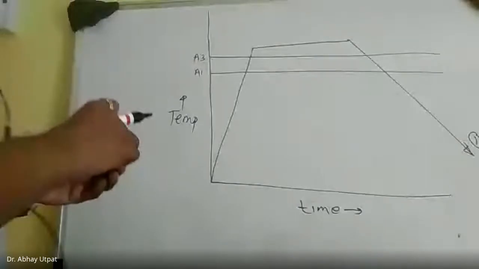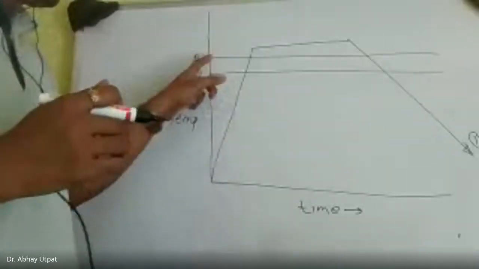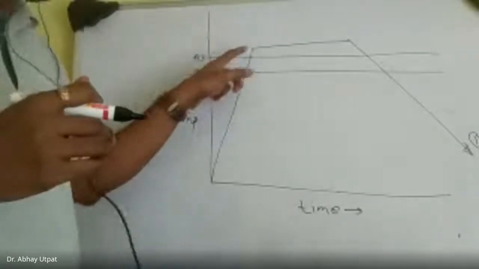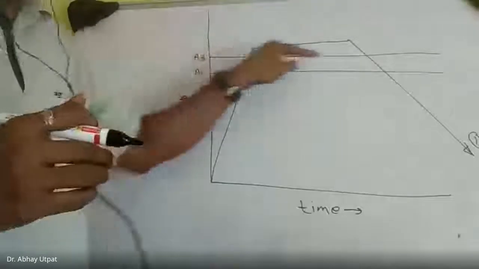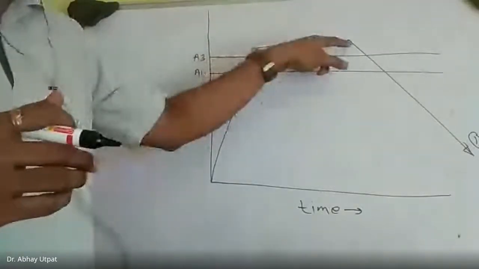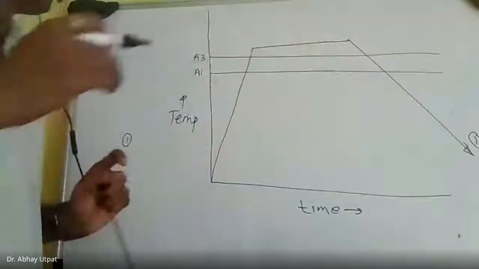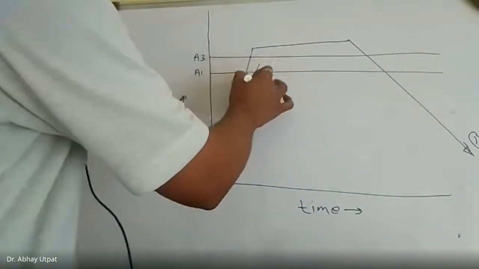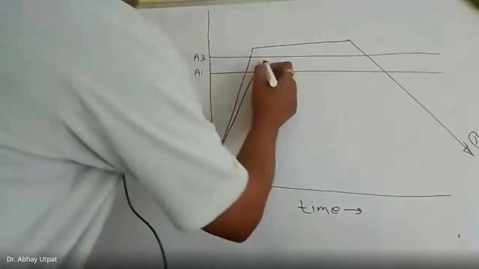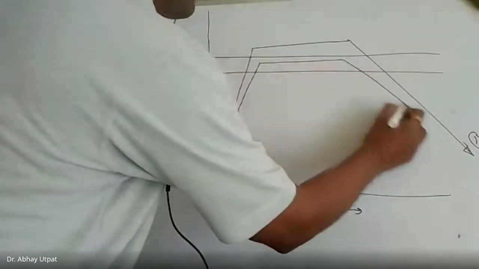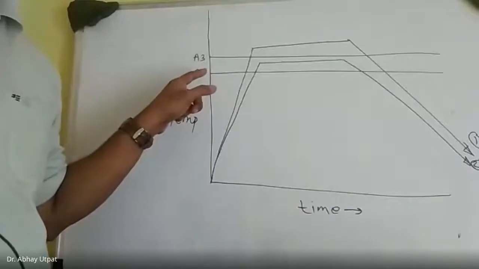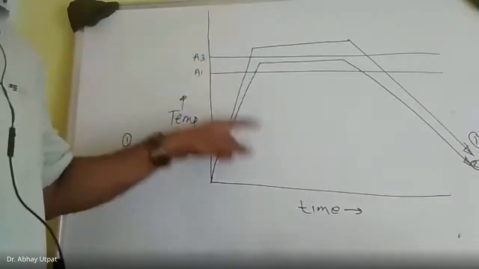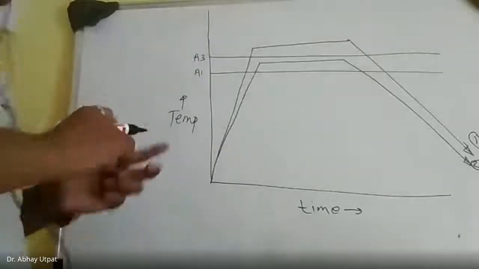So this is heating. Temperature is shown here. You go on heating above A3. Then the horizontal line means temperature is constant and time increases, so this is the soaking period, and then it is cooling with a slow cooling rate. Now, the same curve I will draw, but starting from here. See, heating is in between A1 and A3.